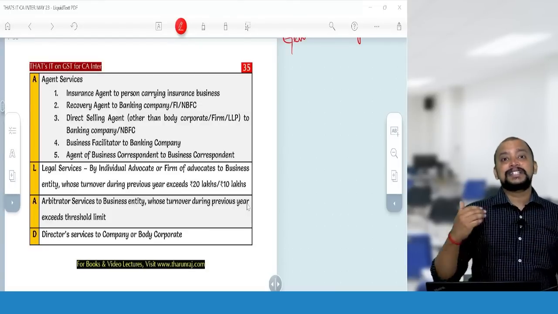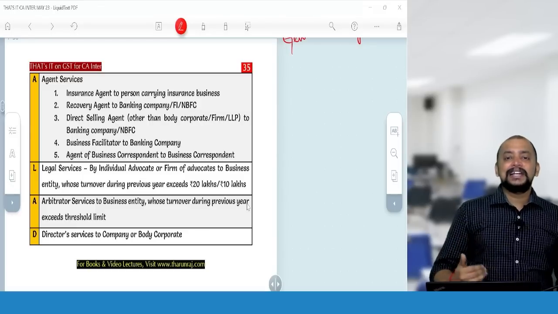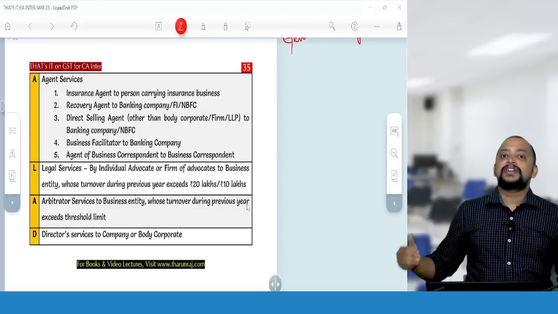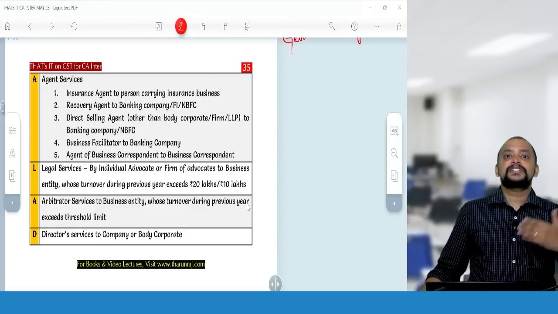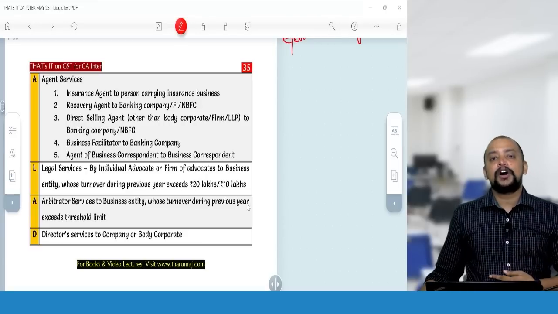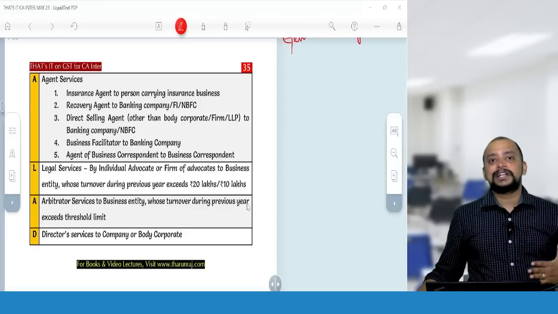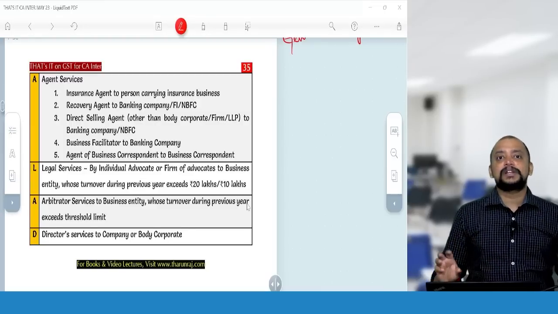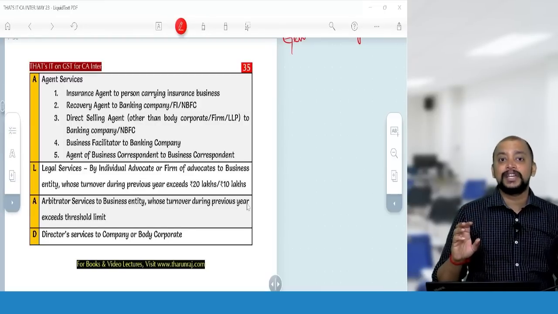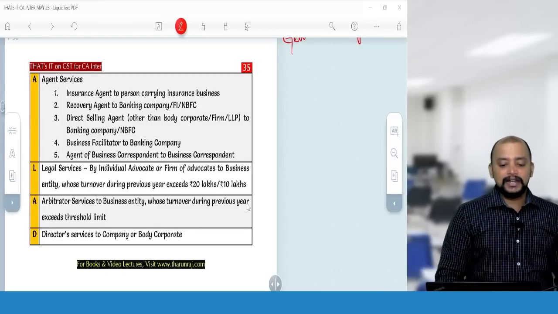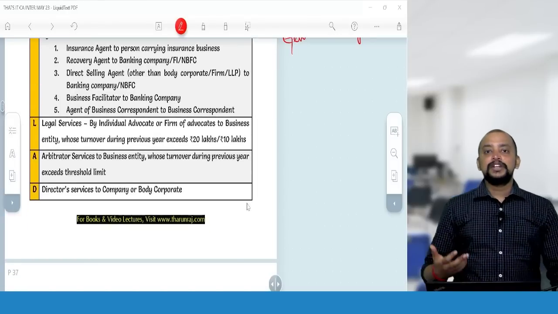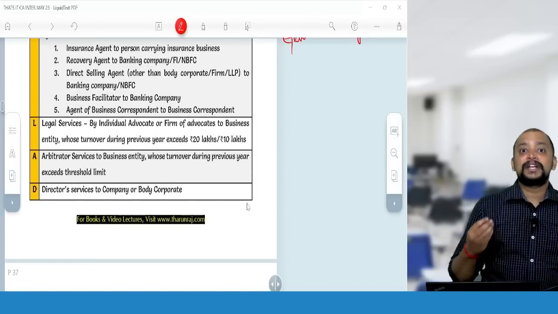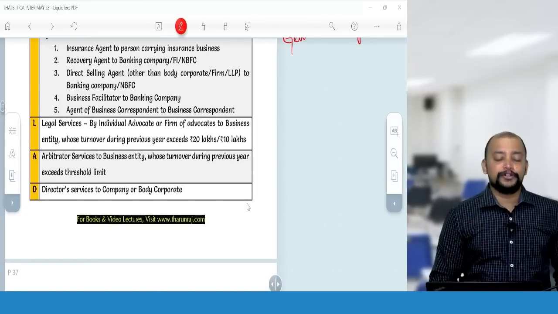Then, G, S, A, L, A, D. L and A: legal services and advocate services, that is services provided by an individual advocate or firm of advocates. A for arbitrator service. These 2 services provided to a business entity, wherever it is taxable, liability to pay GST is on the business entity. Then D for director services to a company or body corporate. But the director should not be an employee of the company.